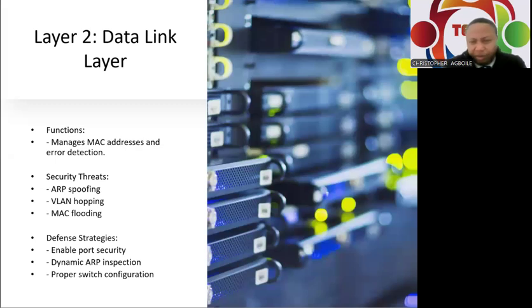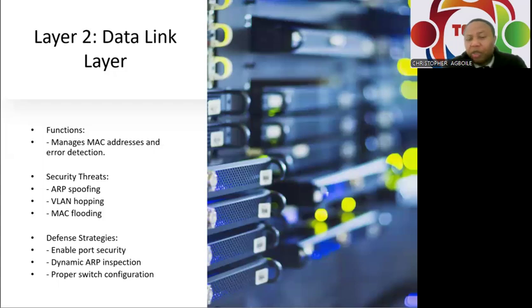Layer two manages direct communication between nodes using MAC, that's media access control, addresses. It also ensures error detection and correction, and complete data transmission in good condition. Here, the major or common attacks at this level are what we call ARP spoofing.